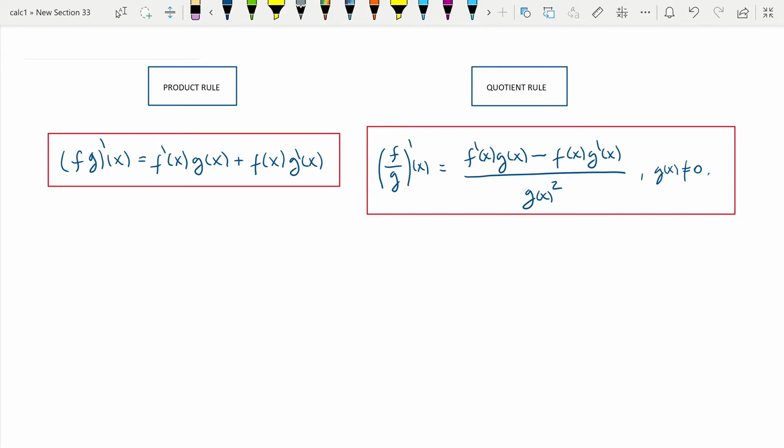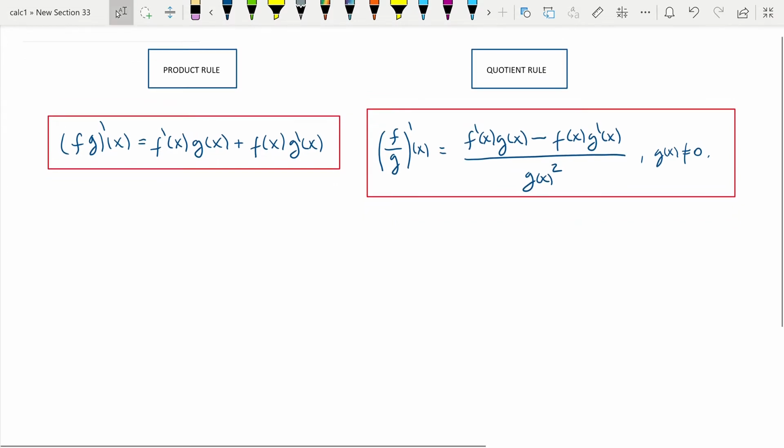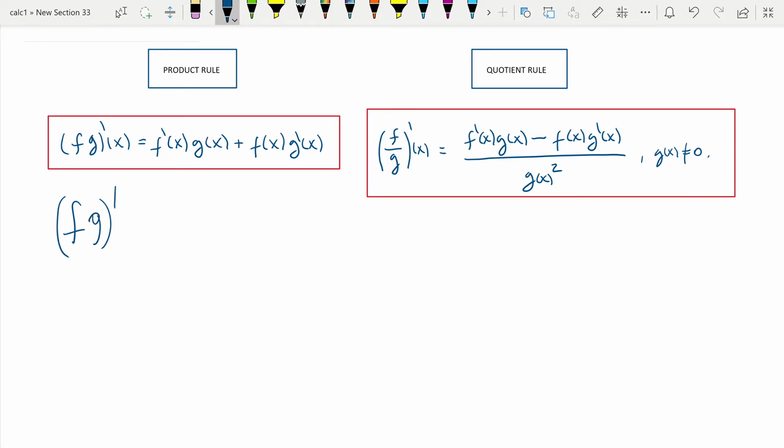And I want to stress this very strongly, something that we see very often with many other instructors is that students try to differentiate something like f times g, and they claim that this is equal to f prime times g prime. This is absolutely wrong. This is not how this works. So if you want to take the derivative of f times g, you have to proceed by applying this rule.